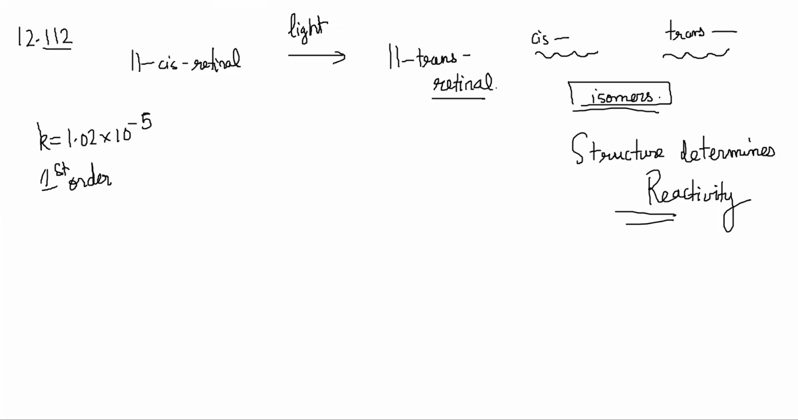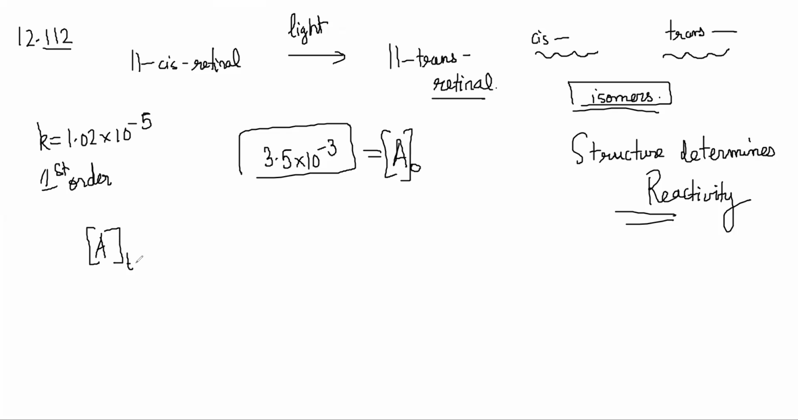Correct. So cis retinal was the reactant, right? So after 6 hours, what will be its concentration if the initial concentration is given to be 3.5 into 10 power minus 3? This is the A naught, right? And after 6 hours, we have a first order reaction, so A t will be A naught into e to the power minus kt.